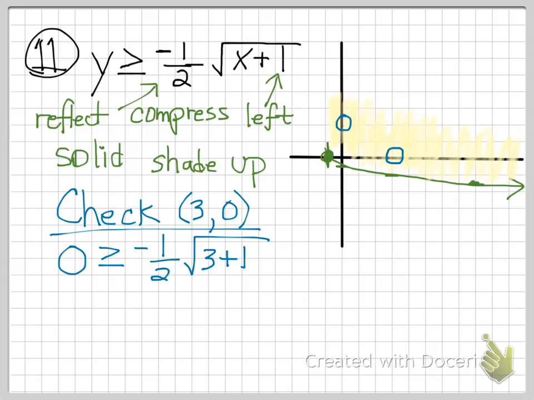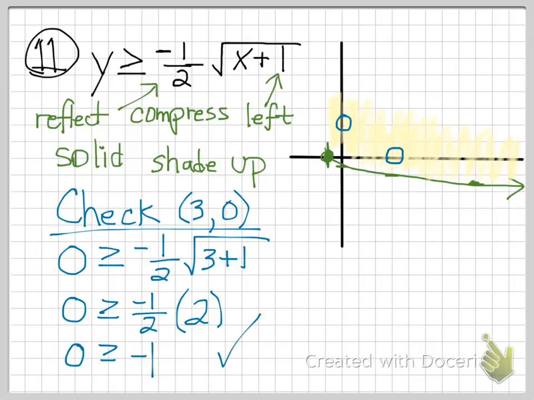What is 3 plus 1? 4. What's the square root of 4? 2. Okay, let's go that far. So I have -1/2 times 2. Well, 2 divided by 2 is 1, and now it's negative. So 0 is greater than or equal to -1. Is that a true statement? Yes. So we shaded in the correct region.